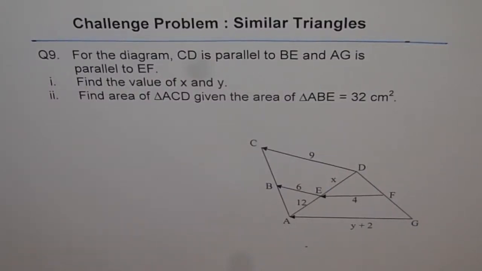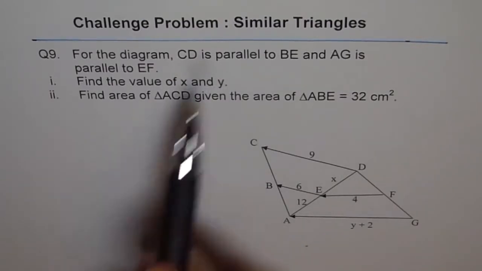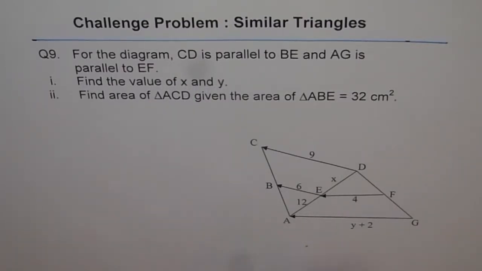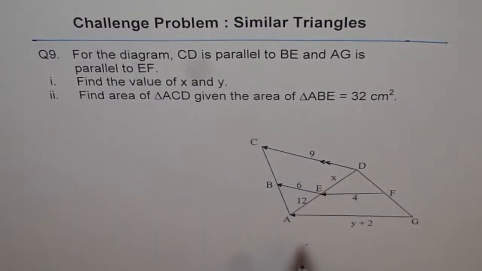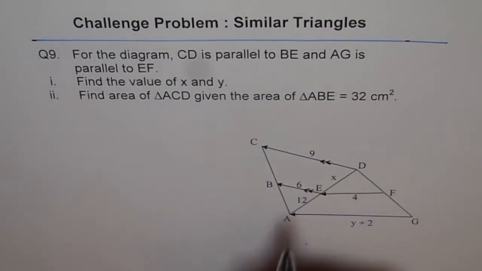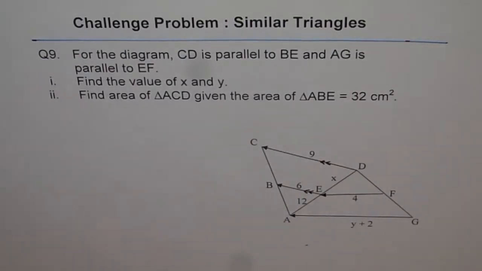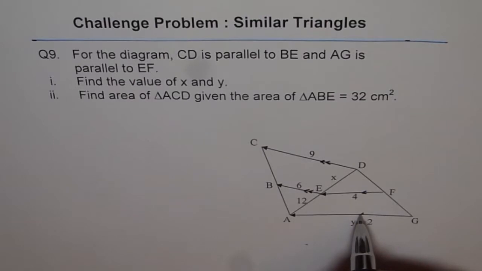Here is another challenge problem on similar triangles. Question 9. For the diagram, CD is parallel to BE. That means CD is this line. CD is parallel to BE, which is this line, right? So these two lines are parallel, and AG is parallel to EF. So AG and EF are parallel, so we can write this as these arrows.